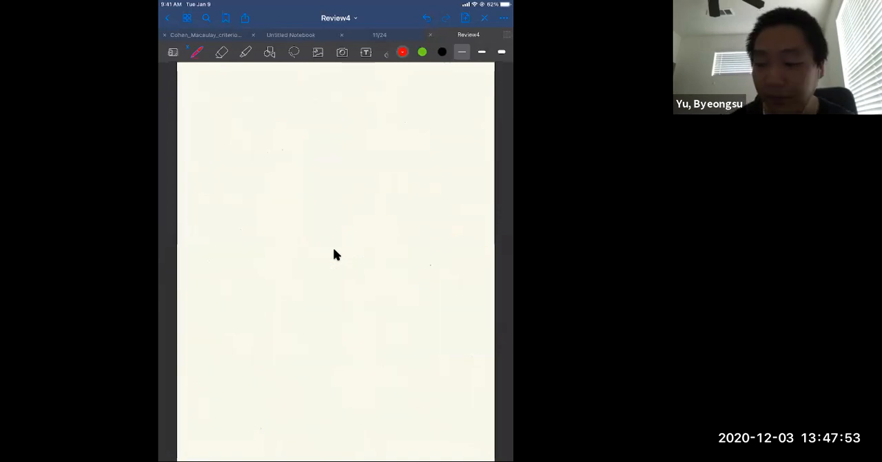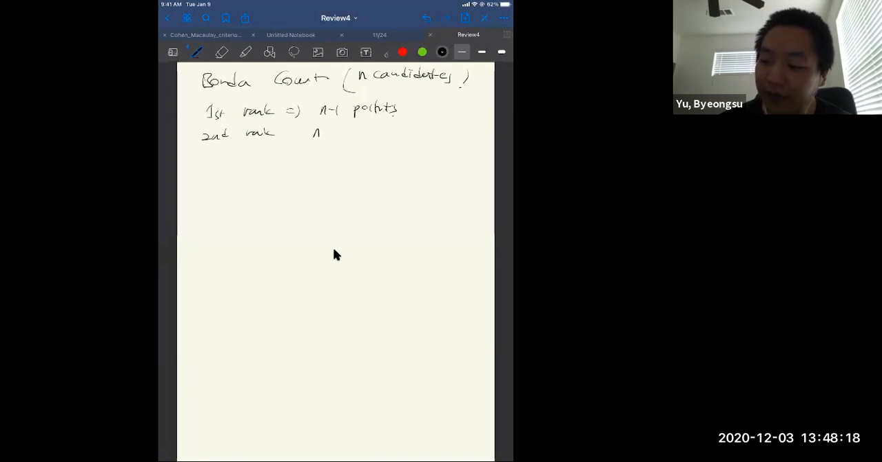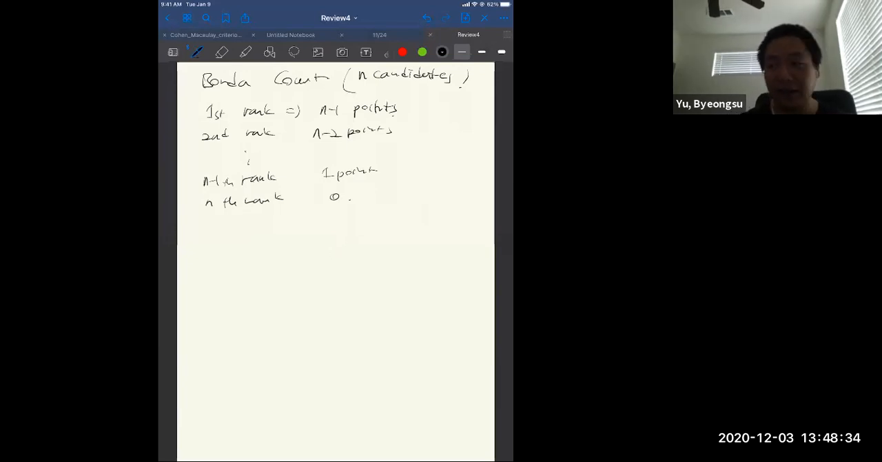Okay, then let's go to the Borda count. In the Borda count, what you need to do is just rank. If there are n candidates here, then first rank gets n-1 points, and second rank gets n-2 points. The (n-1)th rank gets 1 point, and the nth rank, which is the last rank, gets 0 points. So just count each rank of each candidate and give preference numbers.